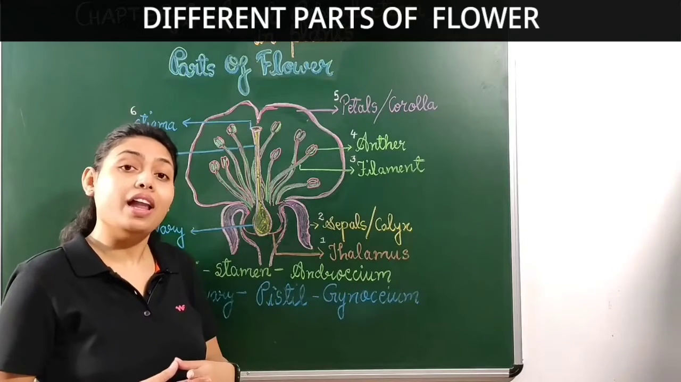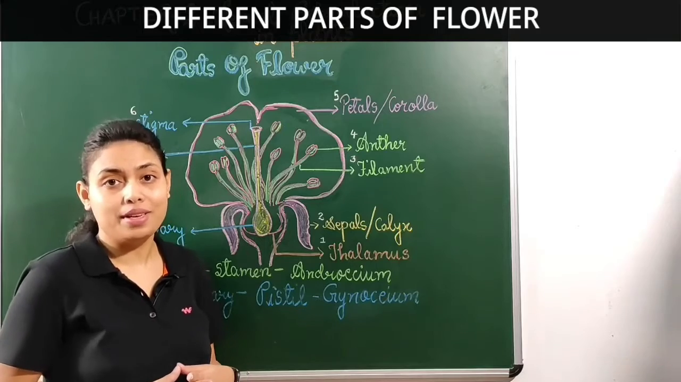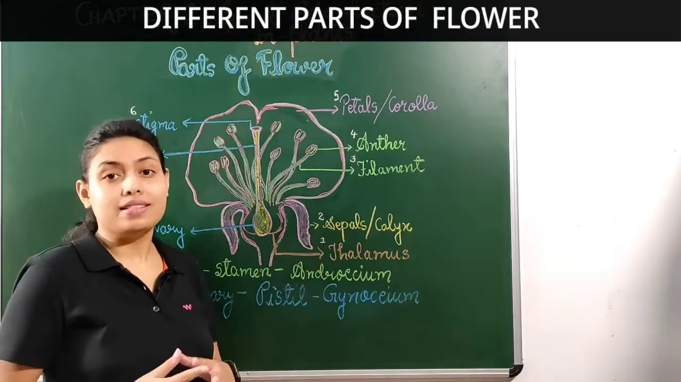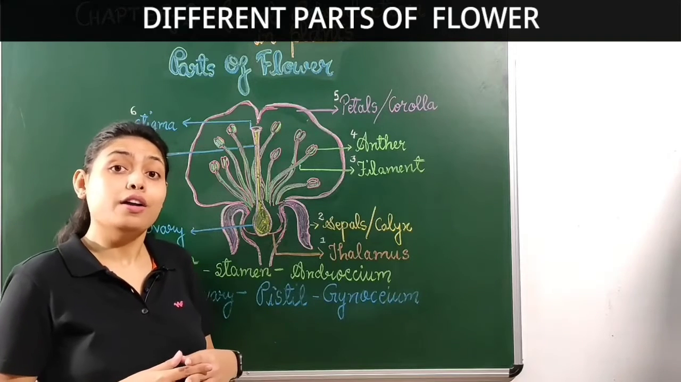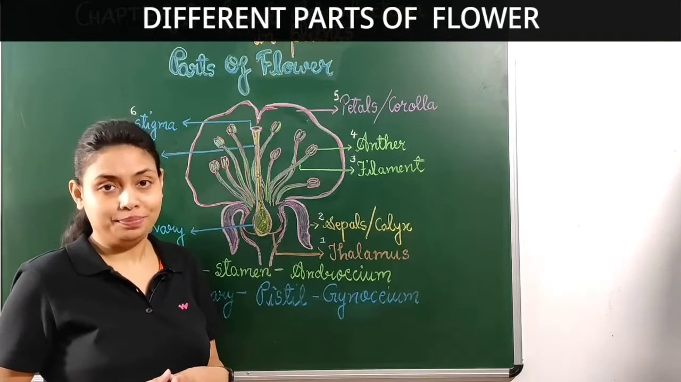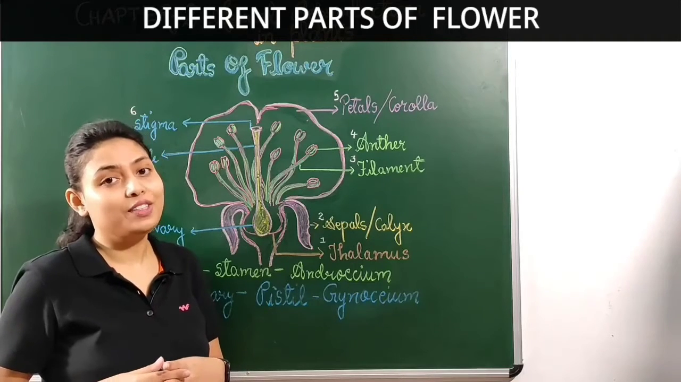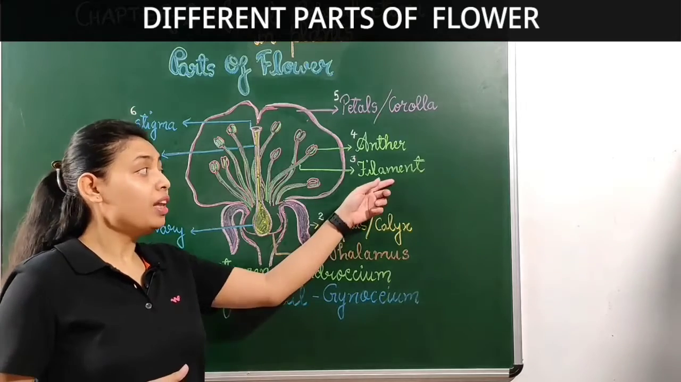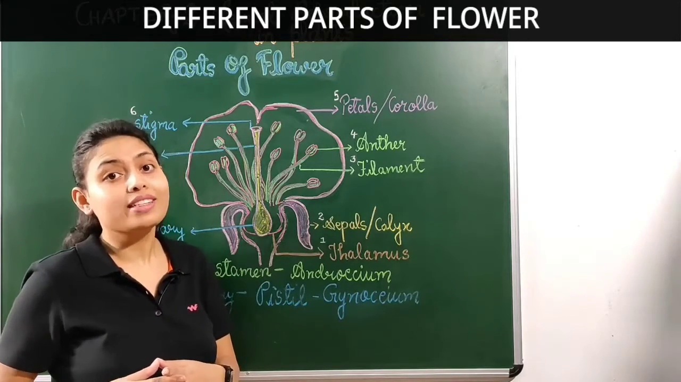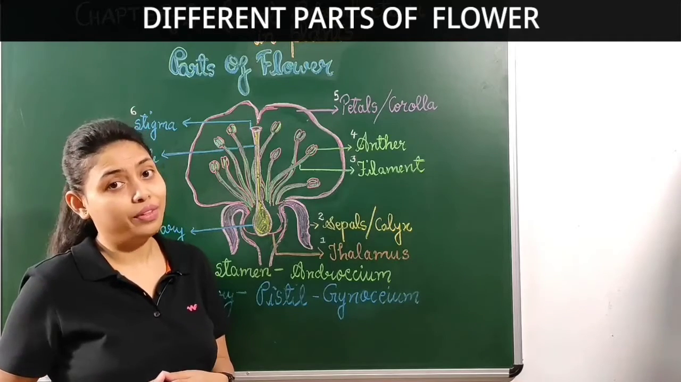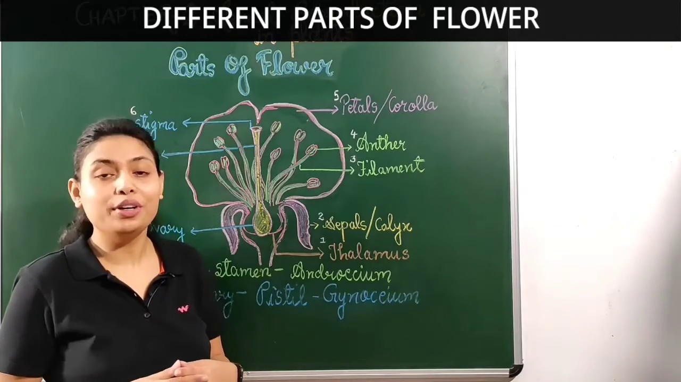Thalamus. The central axis of a flower or base of a flower is known as thalamus. Sepals. Sepals are green in color and protect the flower during the bud period. As sepals are green, they show photosynthetic nature. Filament. Filament is a long stalk and holds anther. Now what is anther? Anther is a place where pollen grains are produced.